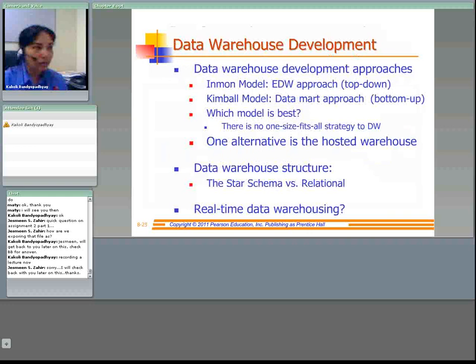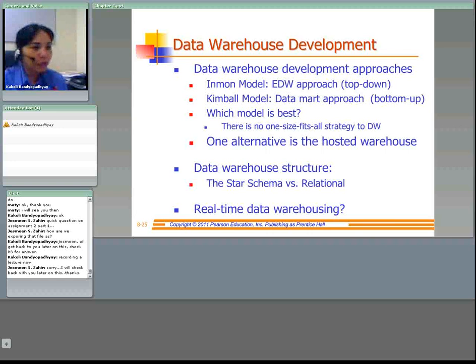We will talk about the data warehousing development approaches. It can be top-down or bottom-up. Top-down is the Inmon model, where we have the enterprise data warehouse, the big-scale database, first, and then subsets of that data, data marts, are created. We also have the Kimball model, which is the bottom-up, where we first create the data marts and then consolidate them into an enterprise data warehouse.